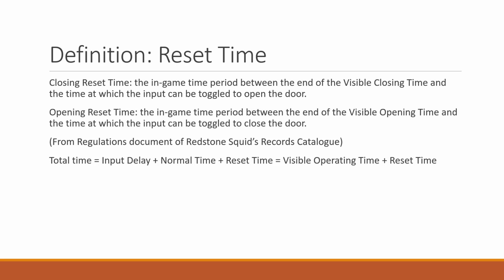And now we can finally talk about what the total time of a piston door is. It's basically the input delay plus the normal time plus the reset time, and you can just add in the terms closing or opening respectively. So basically this equation is the most important, I guess. It explains everything that you need to know about the speed of a piston door.